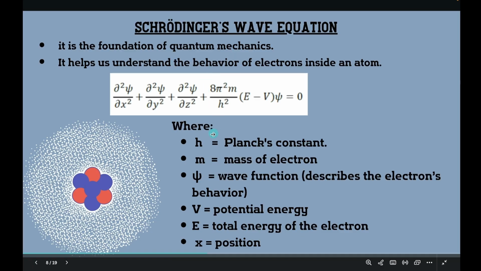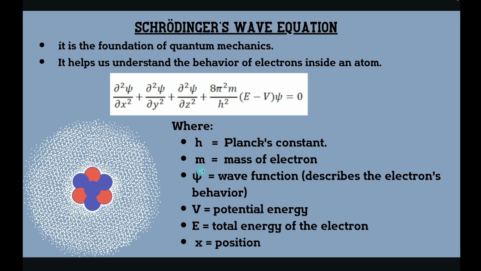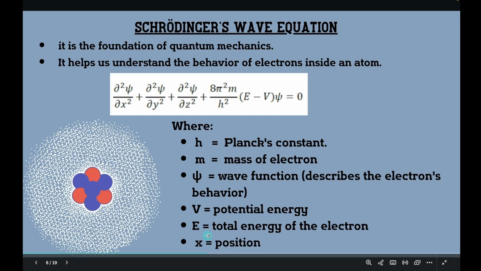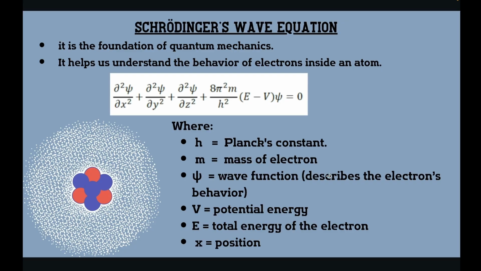So in this equation, h is the Planck constant, m is the mass of the electron, psi is the wave function which describes the electron's behavior in atom. V is the potential energy and E is the total energy of electron and x is the position. So when you solve this equation with respect to any atom, you will find the value of three variables x, y and z. These values tell us the exact position of an electron. They are like coordinates.